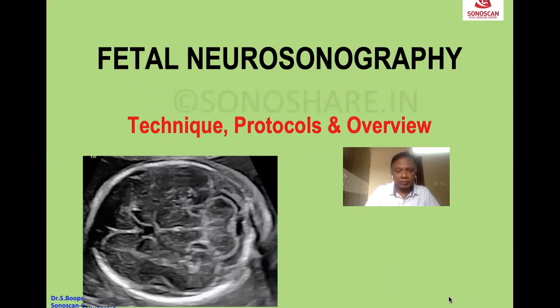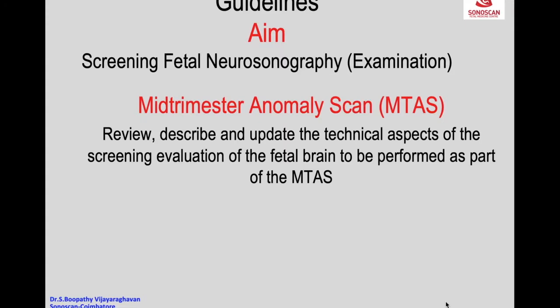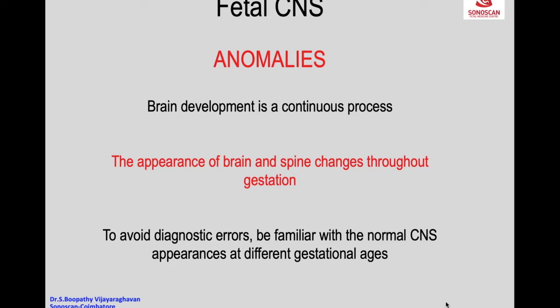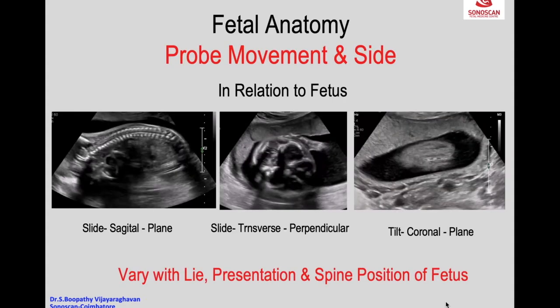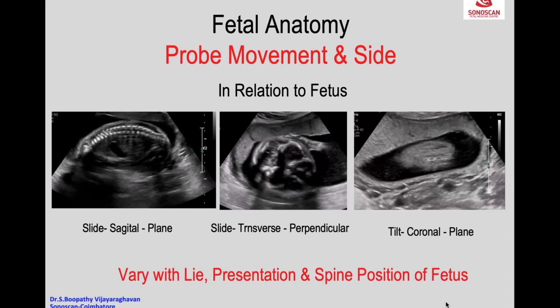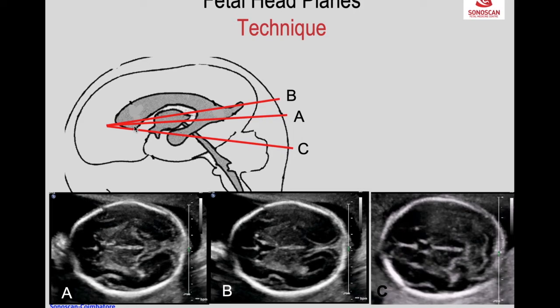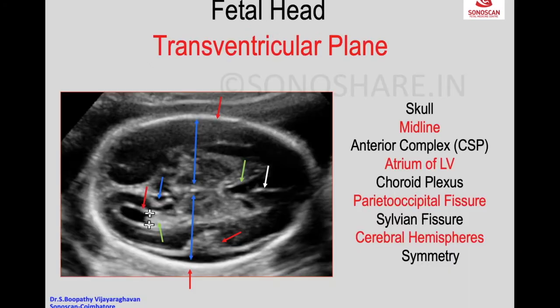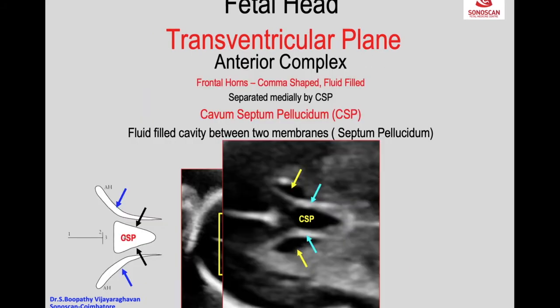This is only a preview scan, and the aim is to review, describe, and update. To avoid diagnostic errors, you should be familiar with the normal central nervous system, taking penetration into consideration. Now, when we talk about probe movement, keeping this as the fulcrum, you move the other end of the transducer in an arc, and you see the far lateral ventricle well, but the near LV is not seen because of the blue arrows.